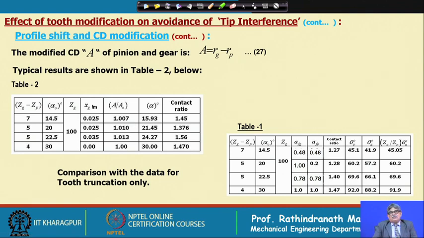So, in case we have to go for less number of teeth with pressure angle 14, not normally used for internal gearing, say 20 and 20 and a half, then we can introduce the center distance correction and tooth modifications and we can have improved results. In case of 30 degree, it is not required.